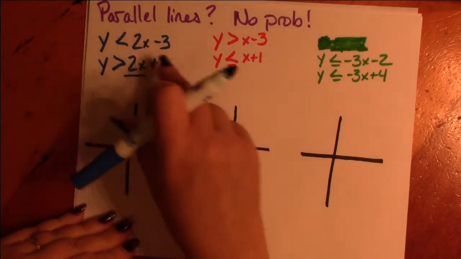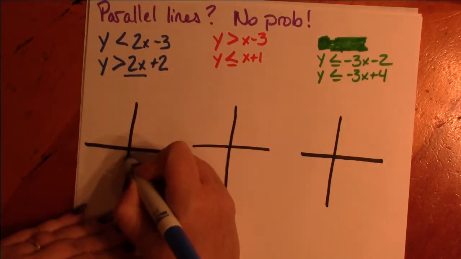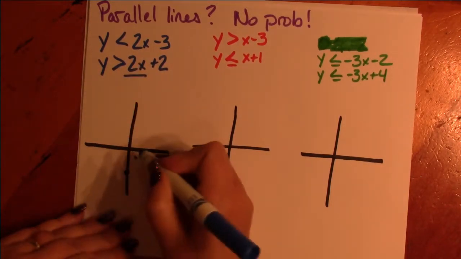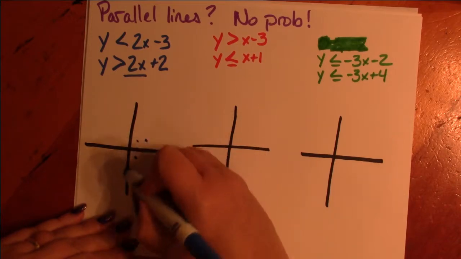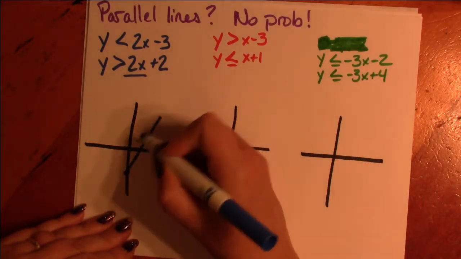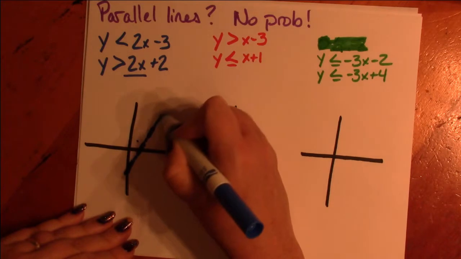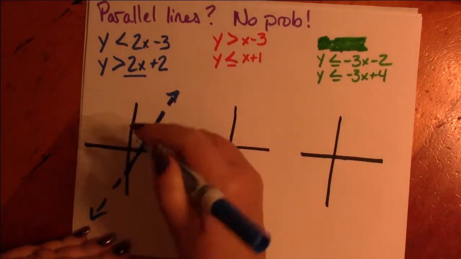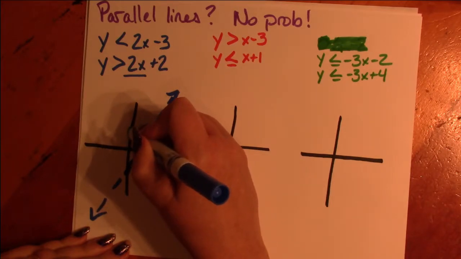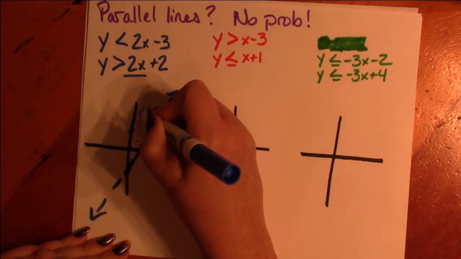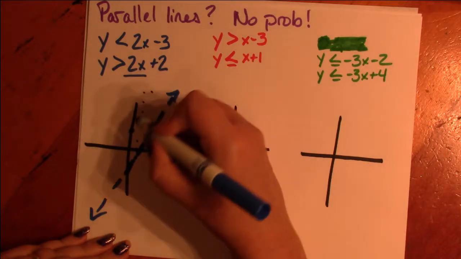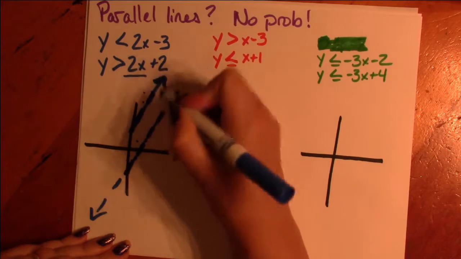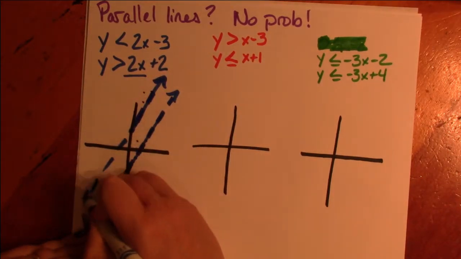So, we're going to start by graphing. We're going to start at negative 3, and we're going to go up 2 and over 1, up 2 and over 1, and we're going to graph, and it's a dotted line. I always forget that part. And this one we're going to start at positive 2, and we're going to go up 2 and over 1, up 2 and over 1. So this is a dotted line. So these 2 lines are parallel.